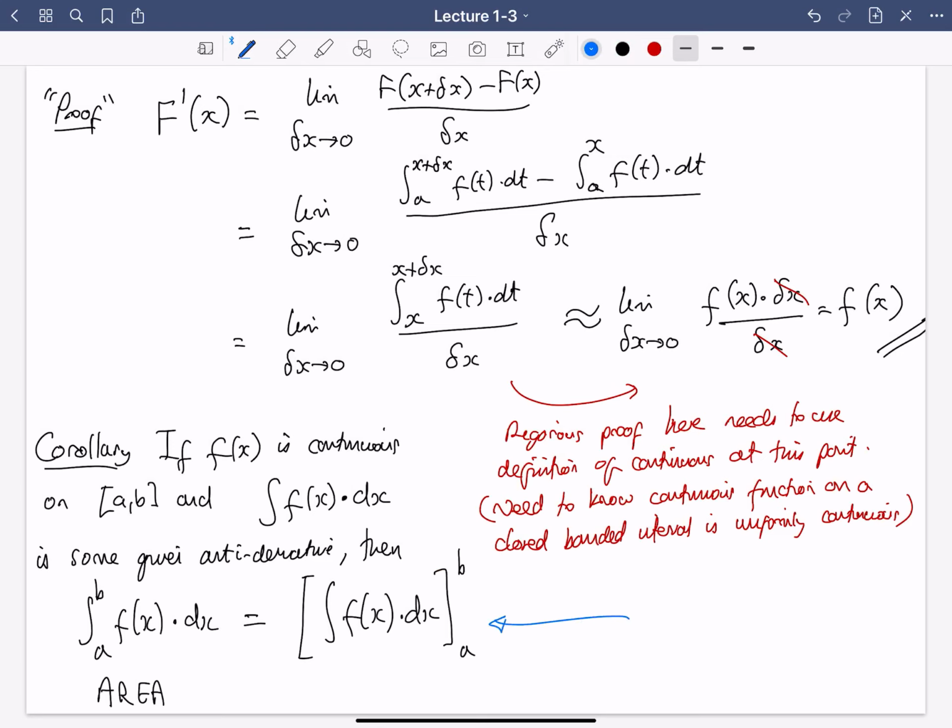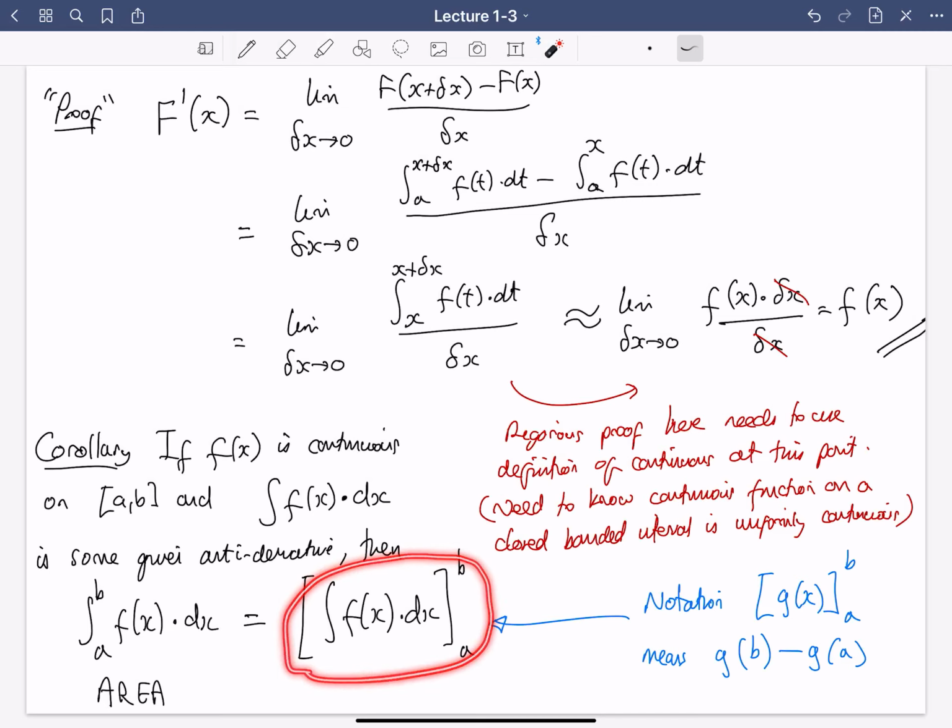So that's a notation I haven't used before, so let's quickly say what that means. If you have some function g of x, when I put square brackets a, b around it, that just means you take the value of g at the top, subtract the value of g at the bottom. So you take your given antiderivative, you plug in x equals b, and then you subtract plugging in x equals a. So you do the antiderivative at b minus the antiderivative at a.